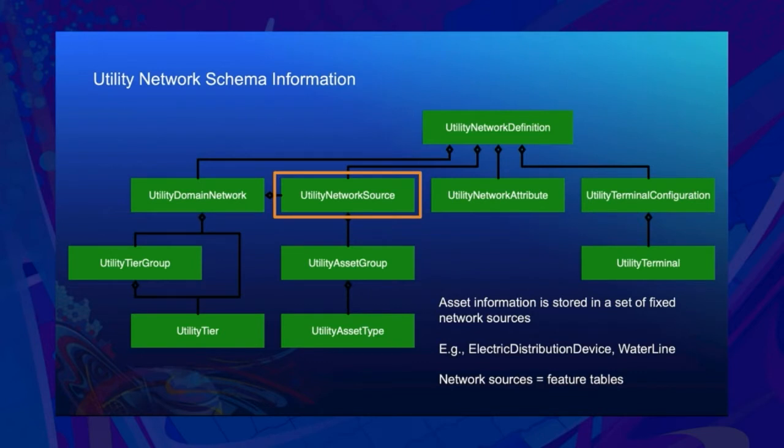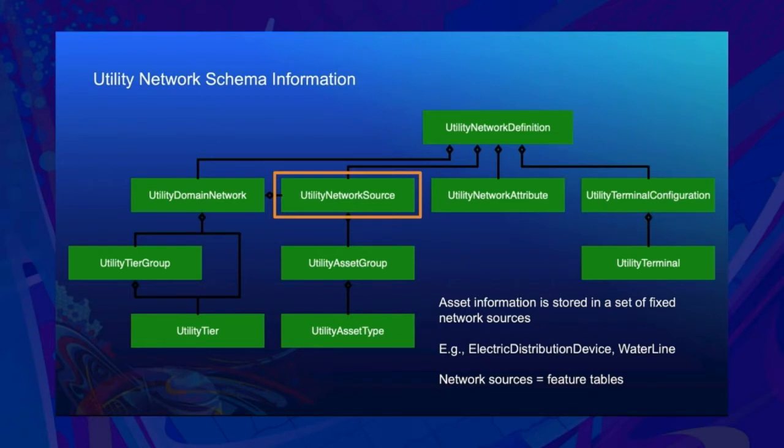Now, asset information itself, this is the actual equipment that you have out in the field, whether it's pipes and valves or lines and devices. Asset information is stored in a fixed set of network sources, and those can represent different things. So for example, electric distribution device and water line would be different network sources.